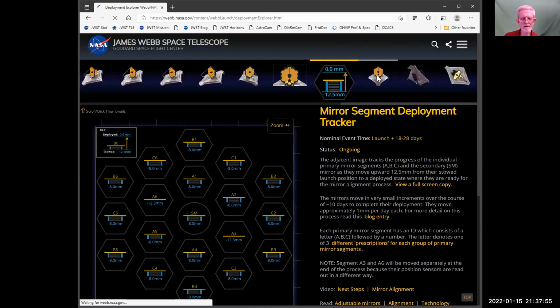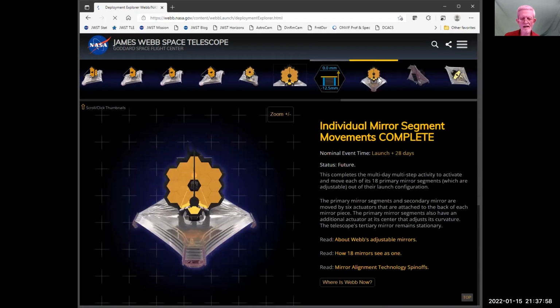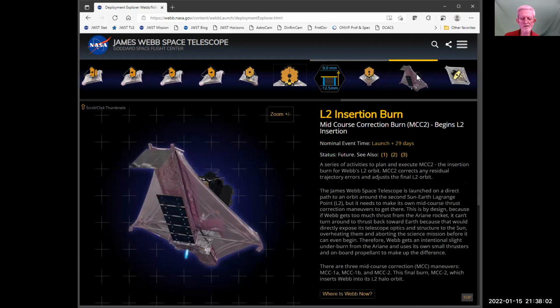If you go to the very next one, you have mirror segments complete. L2 insertion burn is at launch plus 29 days. I wish they would tell us how many days away from today it is. Yeah. Launch plus 29. Let's see, it went up on the 25th. Six from that would be the 23rd. So it sounds like about the 22nd, 23rd of this month is when it's going to do its L2 insertion burn. But also basically about a month after launch.